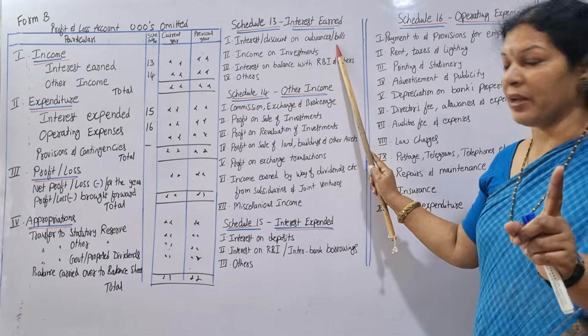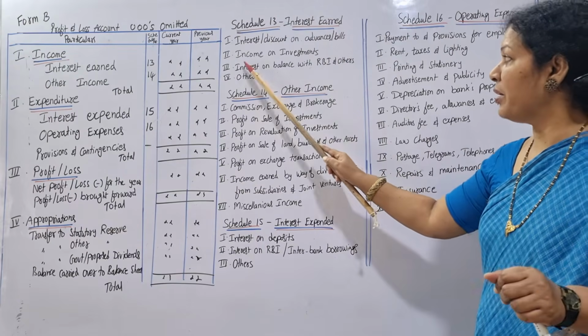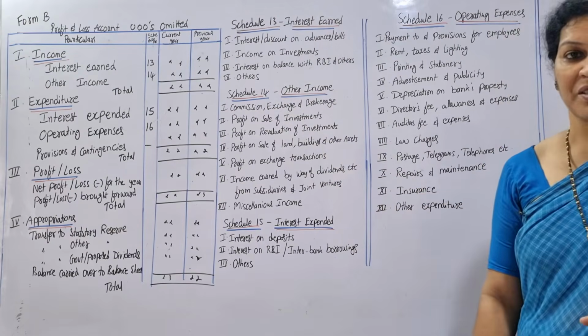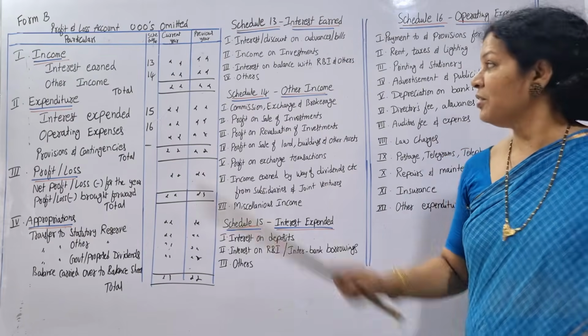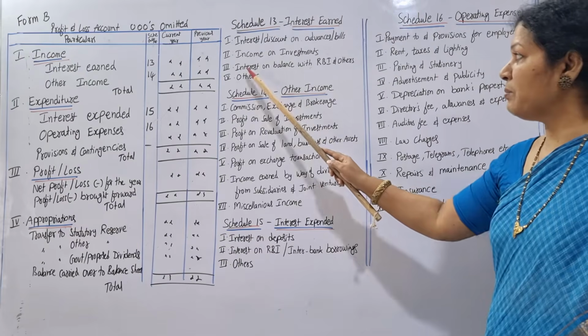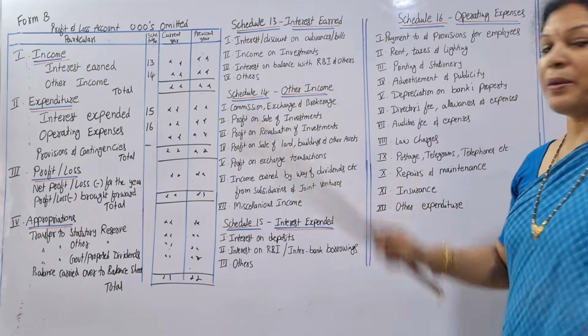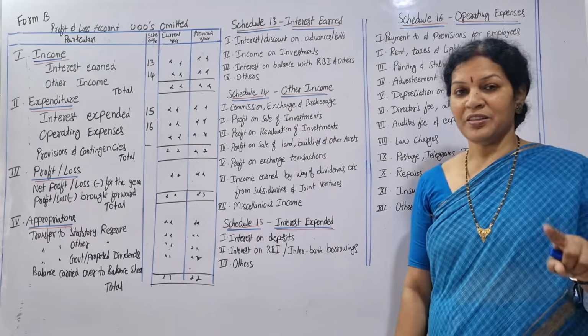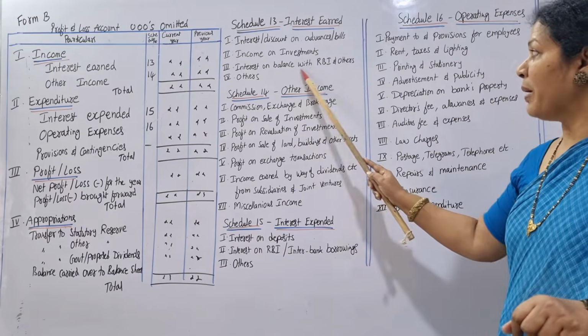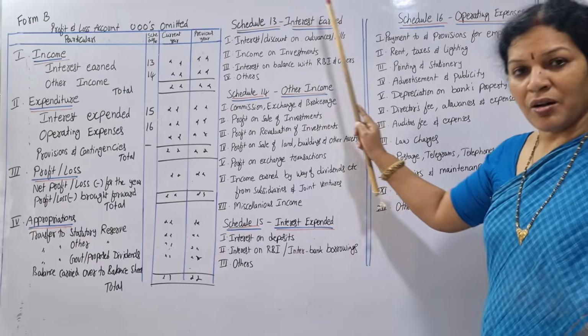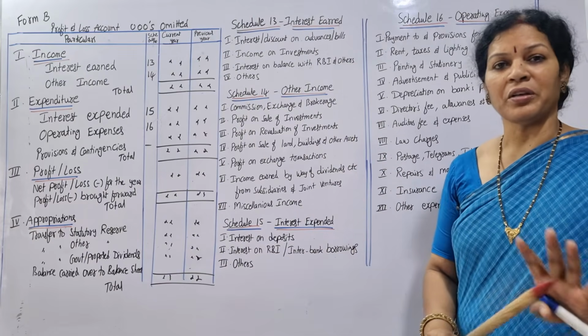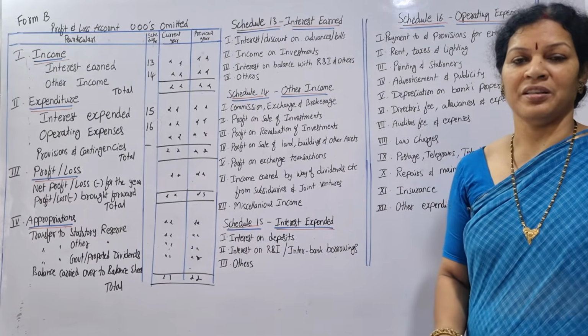This is point number 1 under the interest earned. Point number 2 is income on investment. On investments we get the interest, that is income, right? So income on investments. In the same way, interest on balance with RBI and others, and any other income. So altogether schedule number 13 is talking about the interest only.